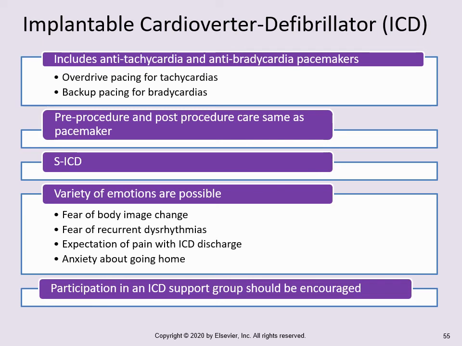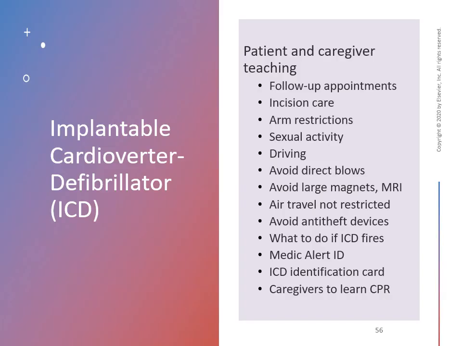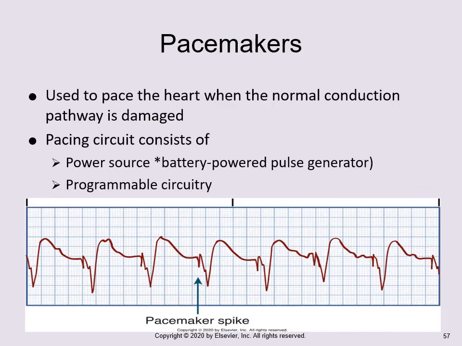Things about body image, fear of recurrent dysrhythmias, an expectation of pain when the device goes off, or anxiety about going home. There are support groups available for your patient to help them understand what to expect. In your textbook, Table 35-11 gives you more information about patient and caregiver teaching for the patient with the ICD in place.